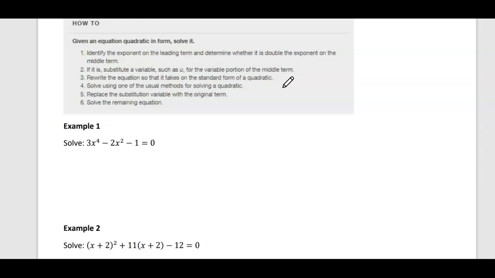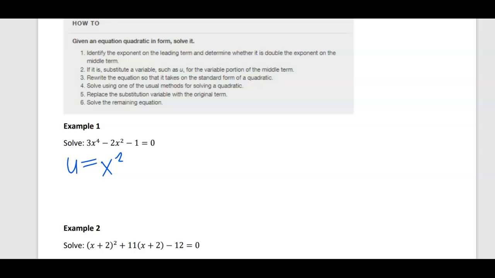So if you see something like example 1, I want you to notice that the leading term has an exponent 4 that is double the middle, in addition to what it says right here, and there's no x term on the outside. So since 4 is double 2, and I have no x term on the last piece, I might be able to use this method in order to solve it. So we're going to do what's called a substitution with the letter U, and I'm going to let that be the variable portion of the middle term.